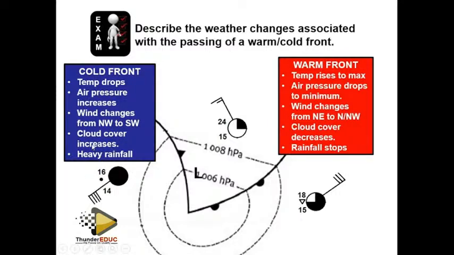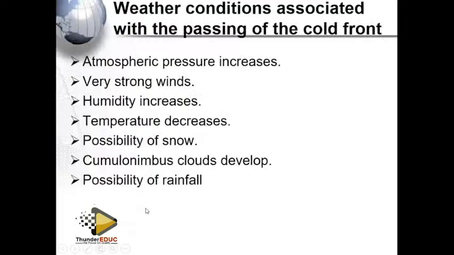We have cloud cover increasing. Why is it increasing? There is rising warm air that is going to result into wide base tall clouds along the cold front. We also have heavy rainfall. Remember, the moment we talk about those big clouds that develop, they come with heavy rainfall. Okay, that is what we refer to as the cold weather conditions.